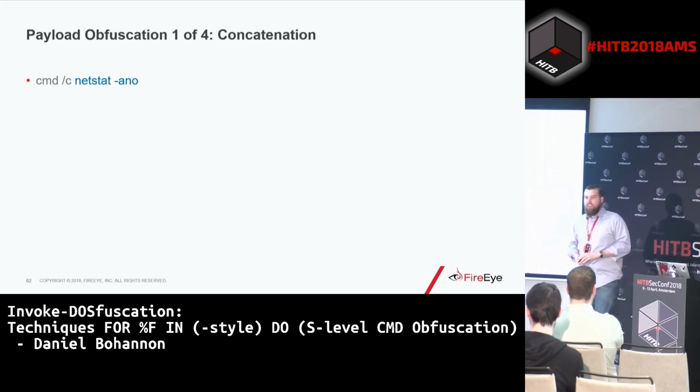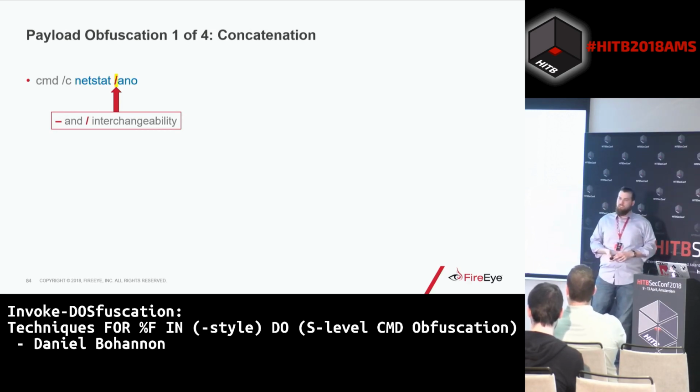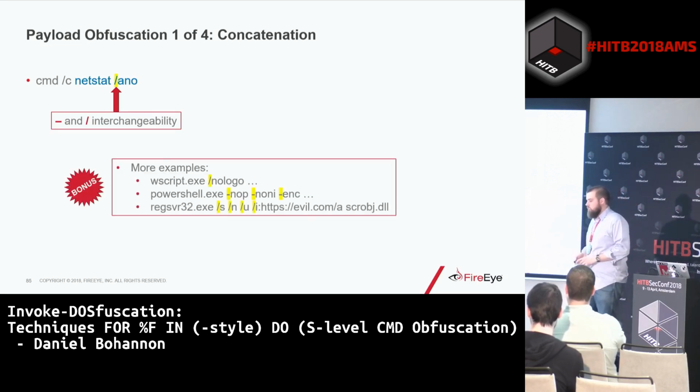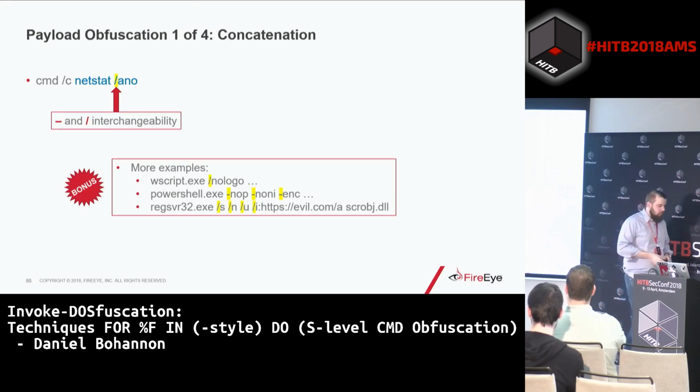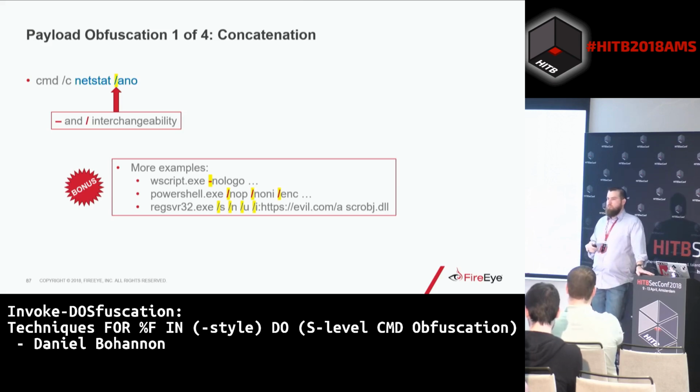So the first one is concatenation. So netstat -ano, another fun thing we can do is, instead of a dash, use a slash. Now, this actually might burn a lot of detections because, as a side bonus, anywhere you see a dash or a /, there's a good chance they're interchangeable. So if you're writing detections based on wscript /nologo, you can use a dash instead. Or if you have PowerShell detections that are looking for a dash encoded command, you can use /encodedcommand.